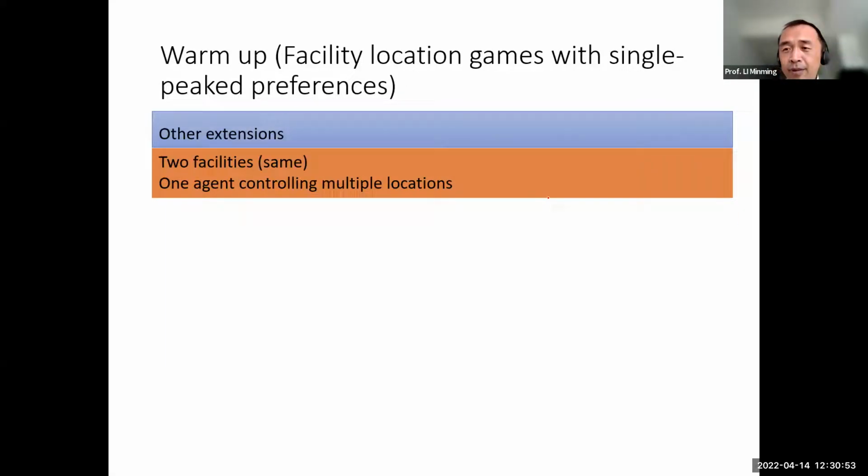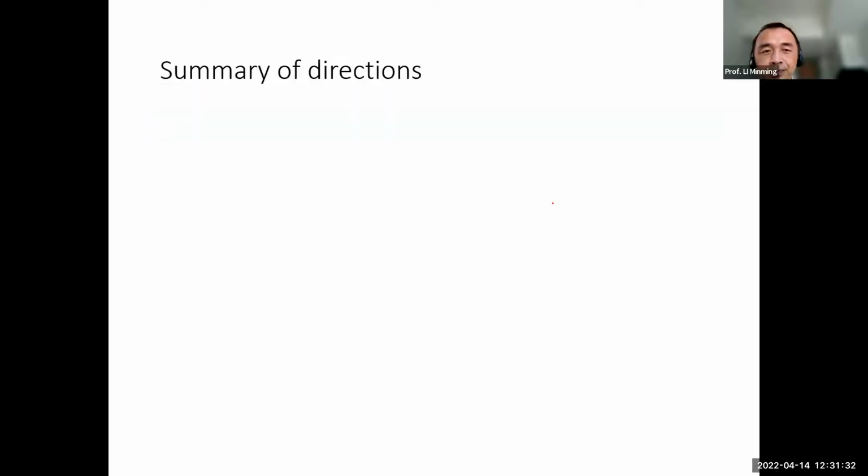The same paper also has some other variants. For example, they study two same facilities, and an agent only needs to be served by one of them, because they're the same. There's also a version where they study one agent controlling multiple locations. Basically, one agent can report, for example, four locations. He controls four houses, so he can report four locations to the system, and his cost is the summation of the distances to his own four houses. For this version, they also have some results.